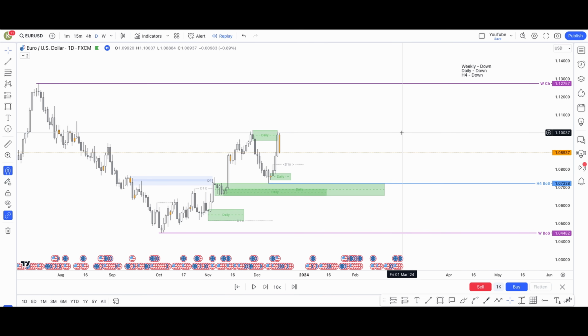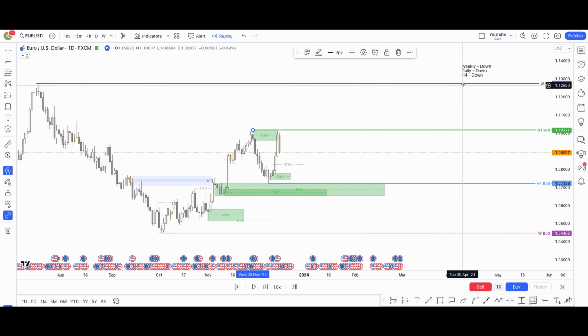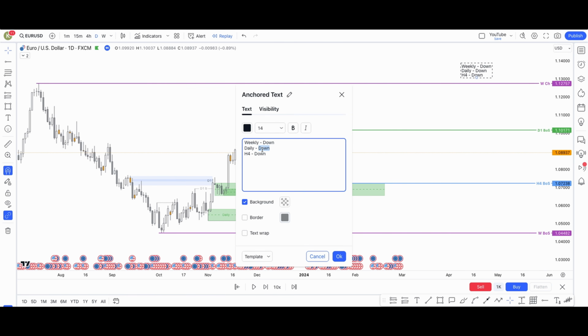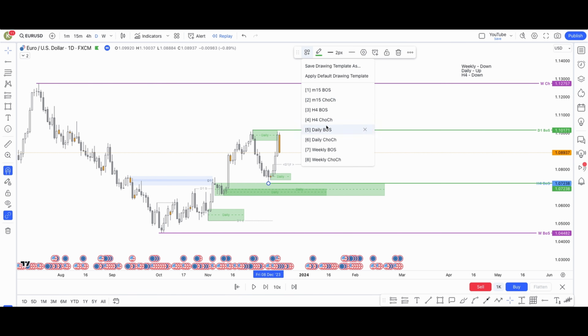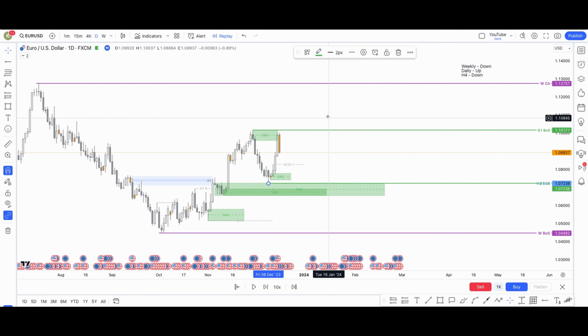Let's just get the daily boss and chock on as well. So daily boss, chock down. So we can see that the daily boss is there. So this is going to be daily up, and daily chock is down here. Okay, you can tell that I'm not familiar. Yeah, boss. I'm just double checking all of this. I should have just blanked the chart entirely.